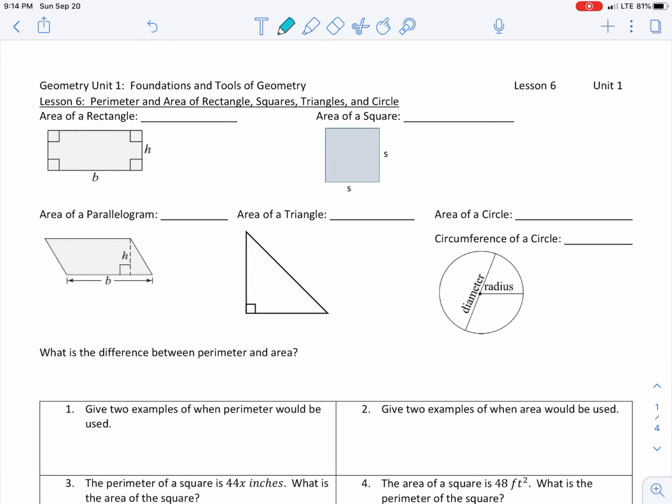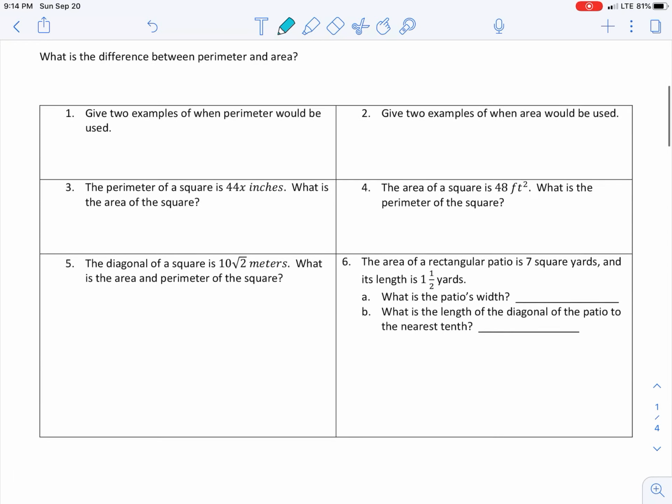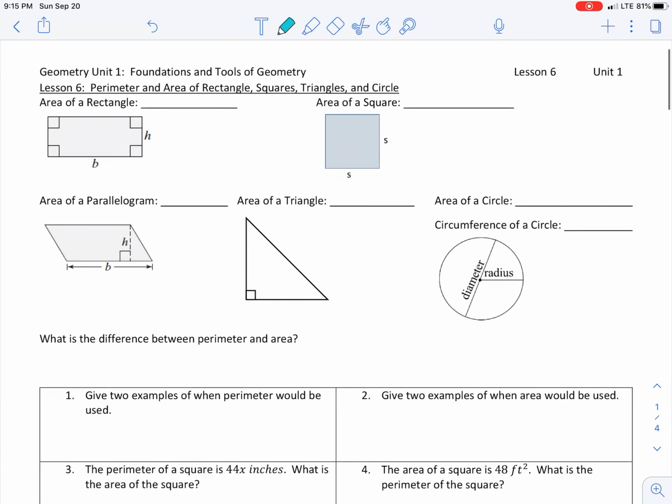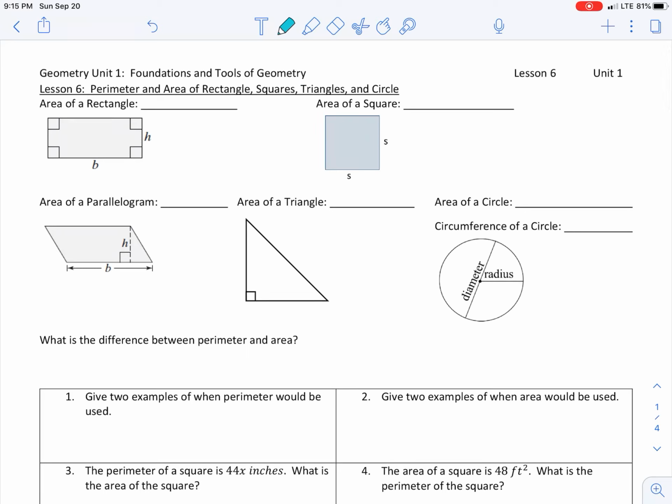Okay, so we are going to look at the beginning of lesson 6 of unit 1. It's on page 17 in your workbooks. What we're going to do is just go through the basics of area and a little bit about perimeter, so that we are prepared to talk and discuss on Tuesday.